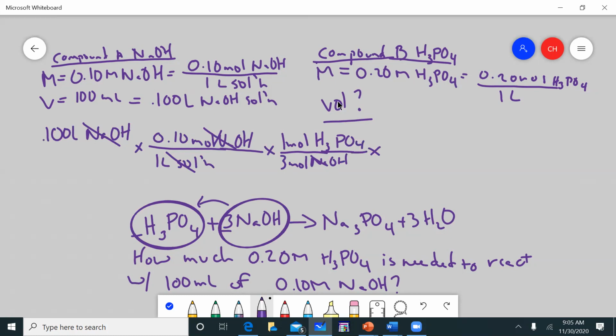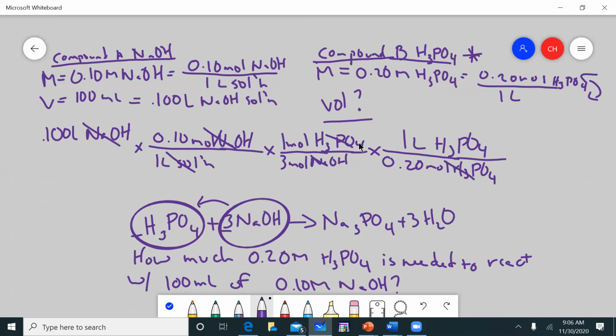Now the last thing is to get into volume. So if I know my moles, I can use my molarity to get into volume. Now here's moles, and moles is on top here. So again, I need to flip-flop these two guys. So I'll put the 0.20 moles of the H3PO4 on the bottom, and this will yield 1 liter of H3PO4. The moles will end up canceling.